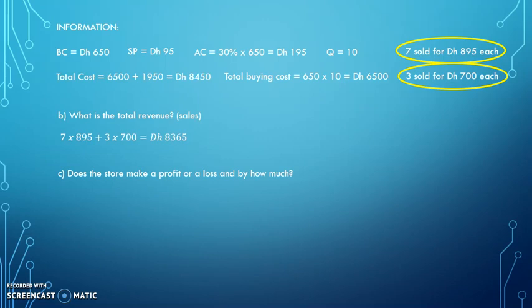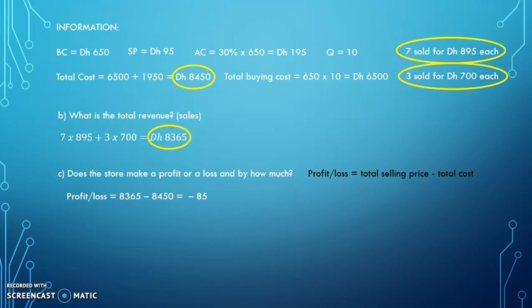C. Does the store make a profit or a loss, and by how much? Okay, so to find the profit, we need to take the selling price, the total selling price, which is the same as the total revenue, and subtract the total cost. So we know that the total selling price, or the total revenue, is 8,365, and the total cost is 8,450.